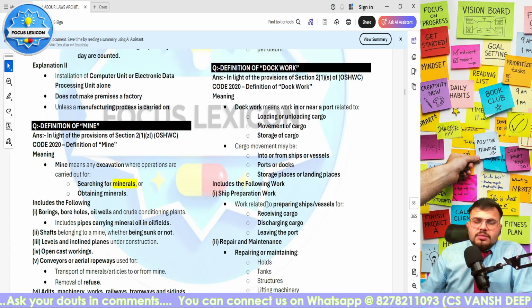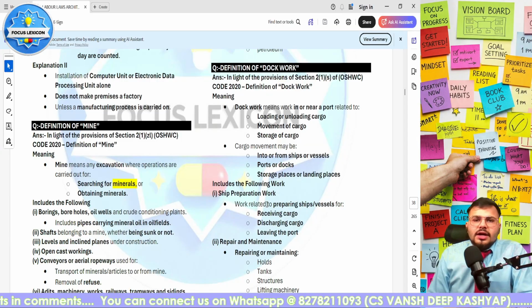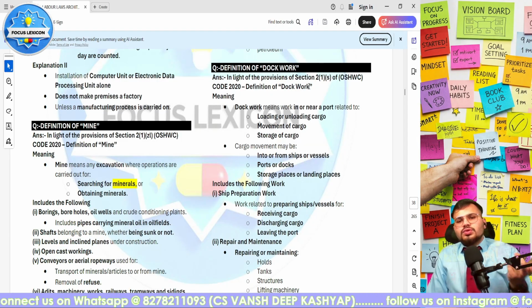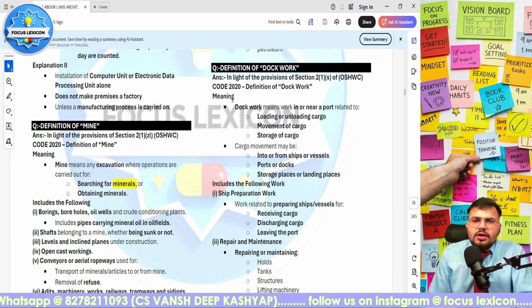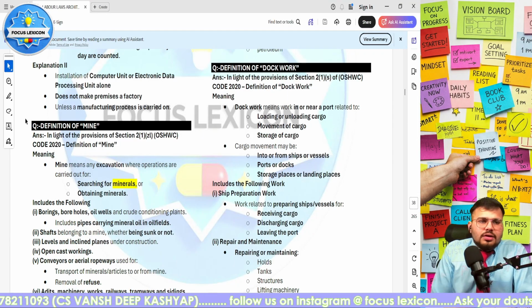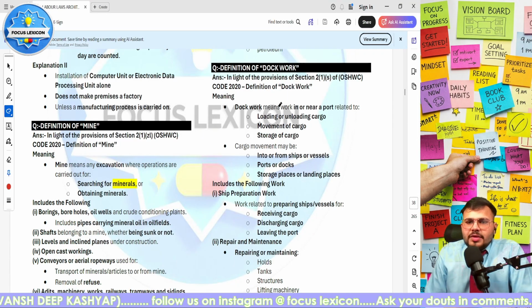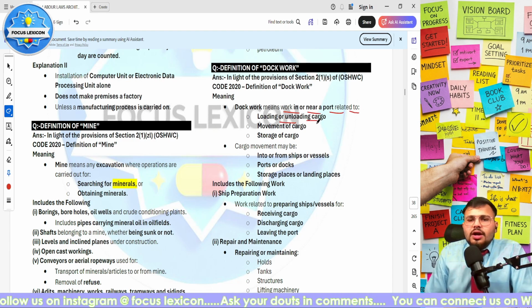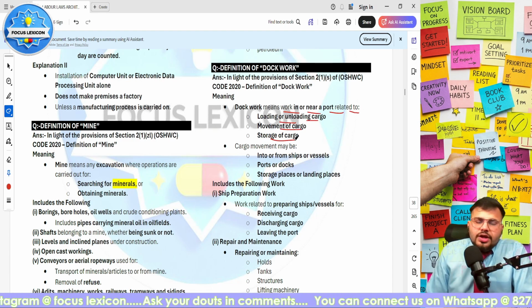Okay. बाकी हमने आपको सब कुछ ready to write answer format के अंदर करके दे दिया है. So definition of dock work, how you will write this in light of provision of section 21S of OSHWC Code. Dock work means work in or near the port related to loading or unloading cargo, movement of cargo, storage of cargo.